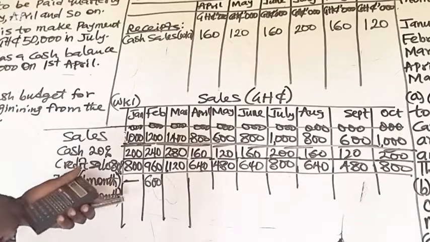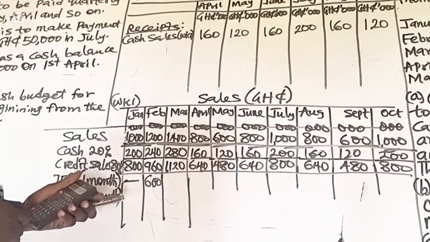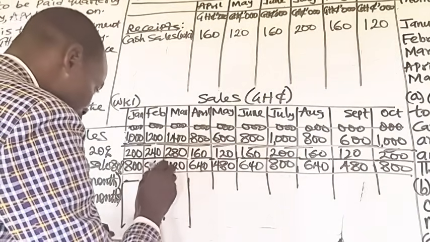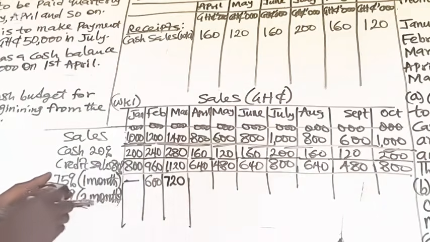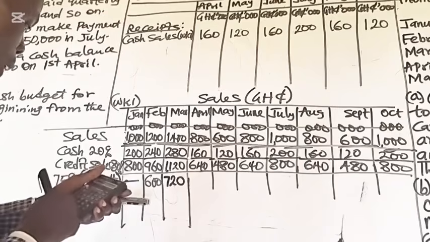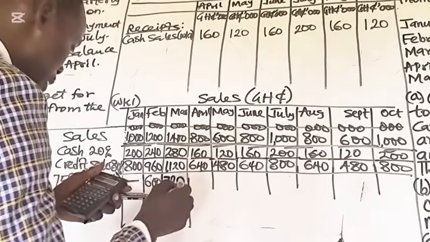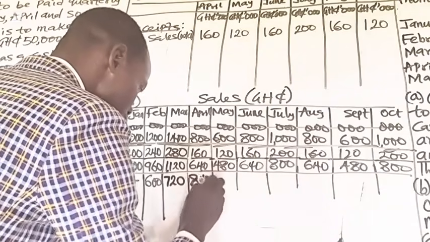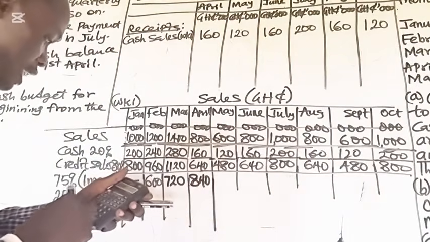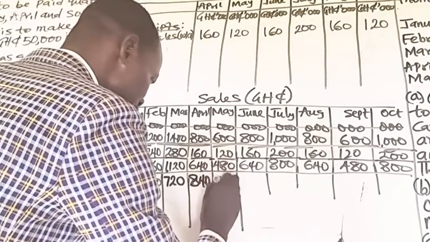Then the February sales is 960, which are on credit. The credit sales in the month of February is 960. Therefore, 75% of that gives us 720. That will be collected in the month of March. Then of March sales, credit sales is 1120. 75% of March sales will be collected in April, and that amounted to 840. Of April sales, credit sales is 640. 75% of 640, that gives us 480. That will be collected in the month of May, 480.